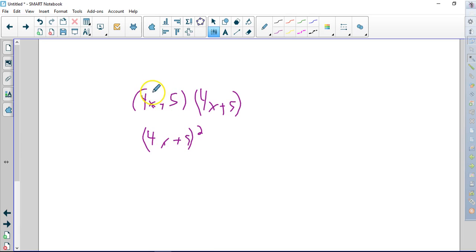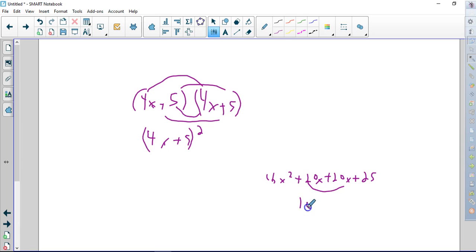Now, I want to show you a shortcut. You can do first times first and get 16x squared. And then your outer, like we said, is going to be 20x. And your inner, which is going to be another 20x. And then your last, which is 25. And notice this is going to be 40x, so you get 16x squared plus 40x plus 25.